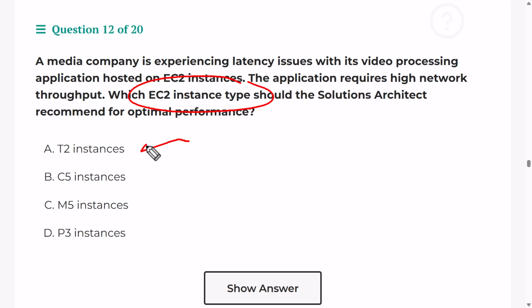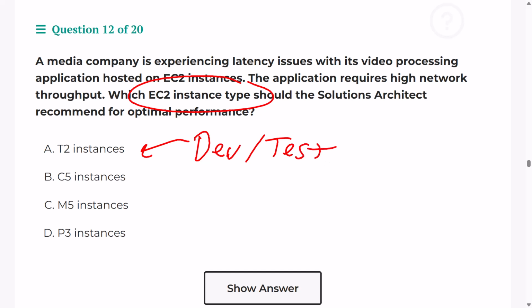The T family instances are optimized around dev and test sorts of workloads, where I know that I'll be using these computers intermittently. I'll use them for a little while, and then they'll be idle for a long time, and then I'll use them really hard for a few minutes, and then they'll be idle for an hour.